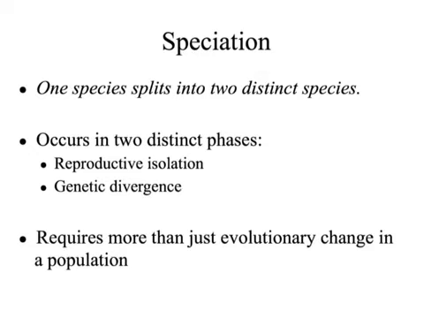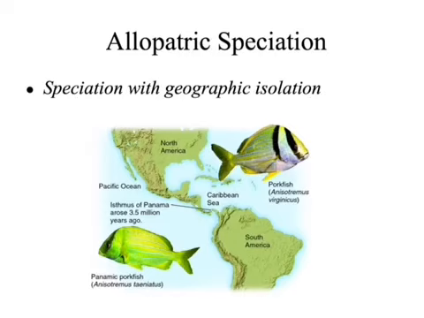Generally, this requires more than just evolutionary change in the population. Remember, we have to have reproductive isolation as well. There are two major ways that speciation can occur. The first is allopatric speciation. This is speciation with geographic isolation. During allopatric speciation, reproductive isolation occurs due to a physical barrier dividing up the population.